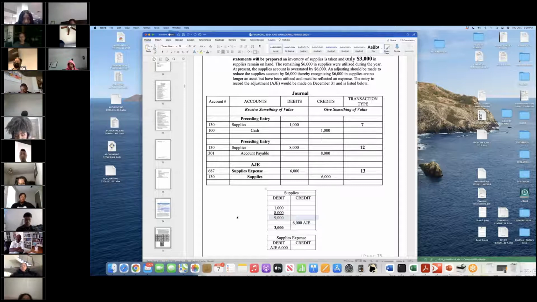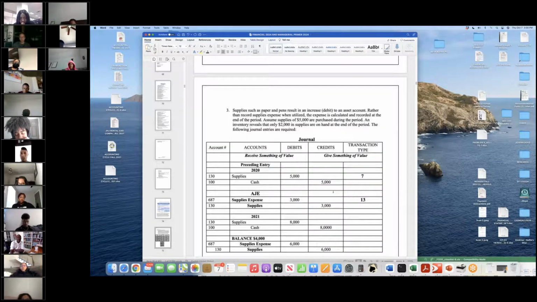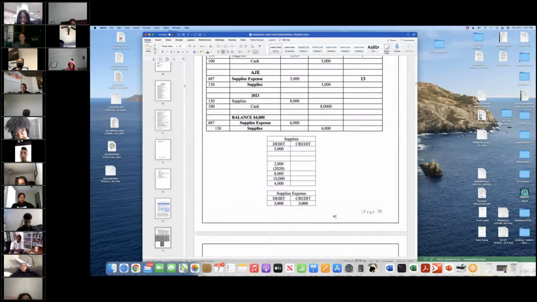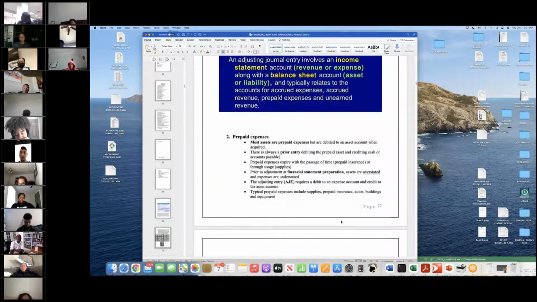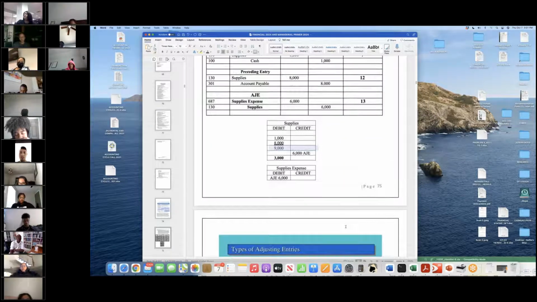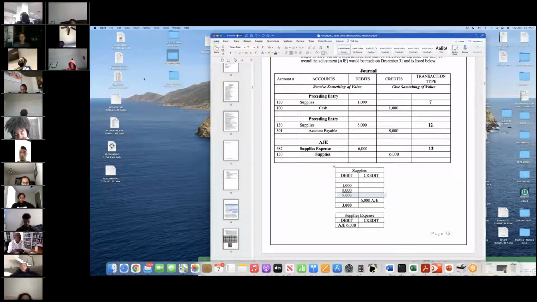Supplies expense is the balance sheet account? Let me go back. Evidently, you all have thrown away your chart of accounts.